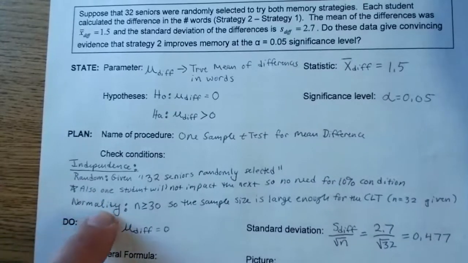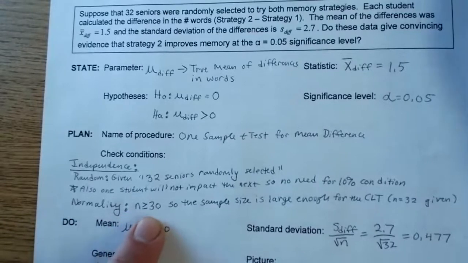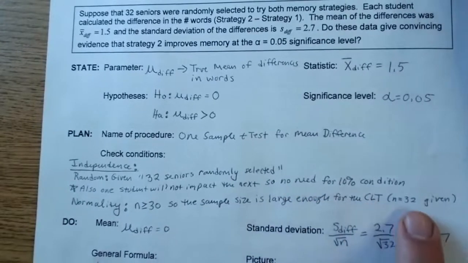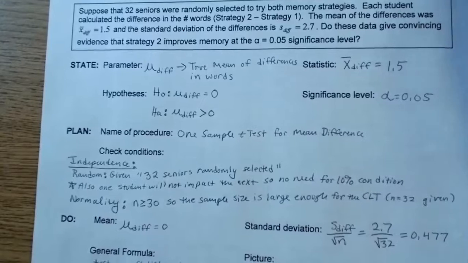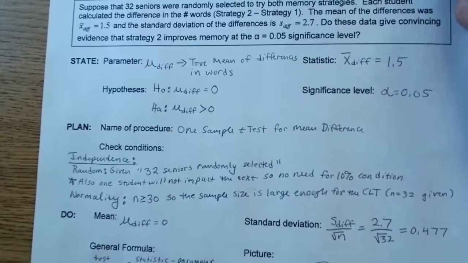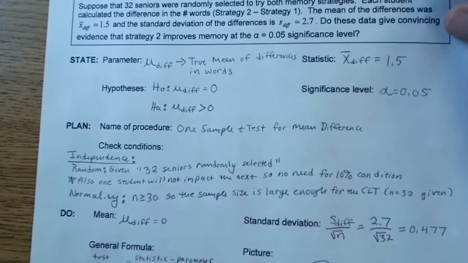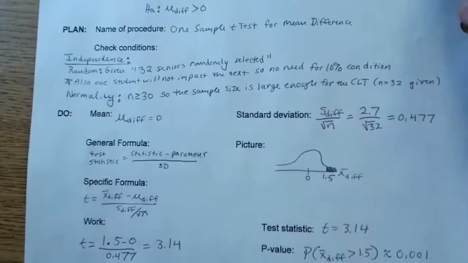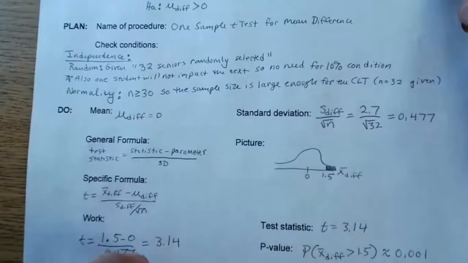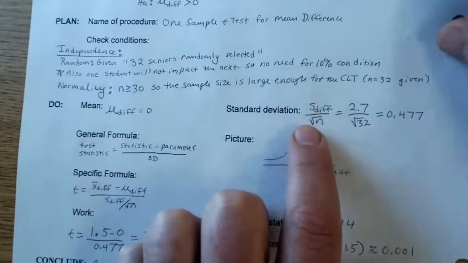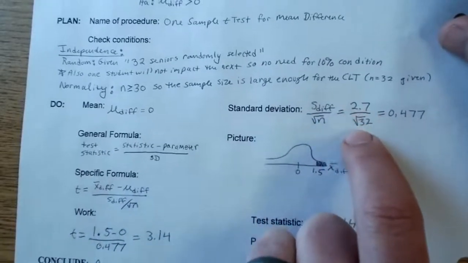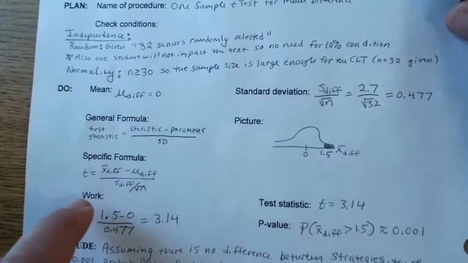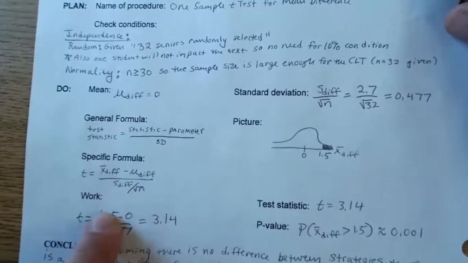And then the other thing is normality that we test for. Since our sample size is bigger than 30, since it was 32, we have a large enough sample size to meet the central limit theorem. So the central limit theorem gives us confidence that the sampling distribution is going to be approximately normal. Then we do the math. Again, we're assuming that the mean difference is 0. Our standard deviation, we could calculate that: standard deviation of the sample divided by the square root of the sample size. You don't have to put this general formula on the AP exam. You can just put this in there and plug in the appropriate numbers.